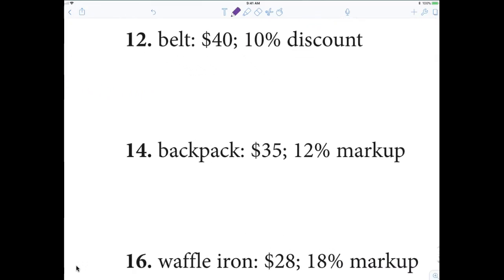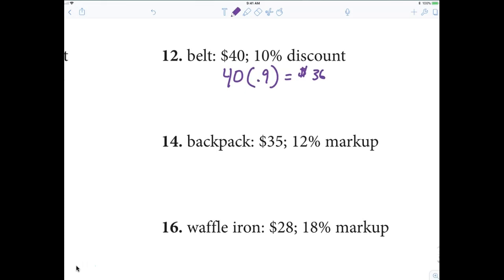I want you to do number 12. Tell me what to write down. Okay, so you do $40, which is 50%, minus 10% which is 0.9. Good. So what am I doing with the 40? Multiplying it by what? 0.9. Yes. And what did you get? 36. Yes, $36. Now, at this stage of the game, you're supposed to know what we're doing now. Or we've done enough examples. We should be just coasting through.